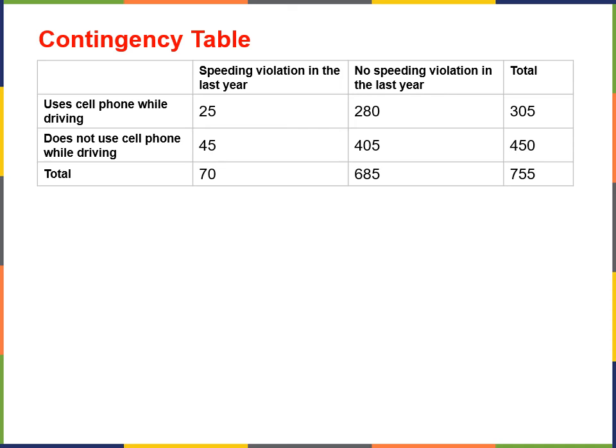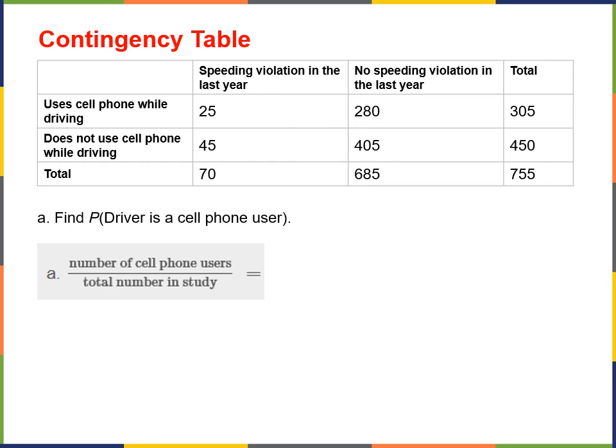Okay, so with this table, we'll ask a couple of questions. First, find the probability that the driver is a cell phone user. Very simple. So we look at how many cell phone users are there, okay, and how many people are there total. So using a cell phone while driving, that's this row right here, and there are 305, okay, people using a cell phone out of the 755, so 305 over 755. Again, I would simplify that or turn it into a decimal, but pretty easy. Those are the numbers you would use.